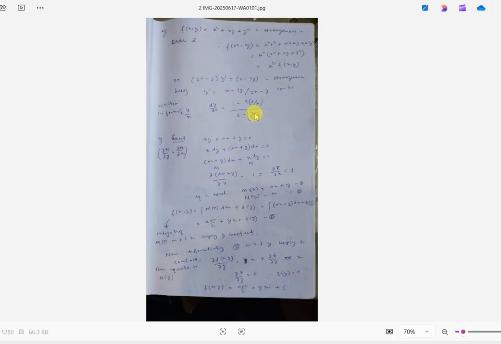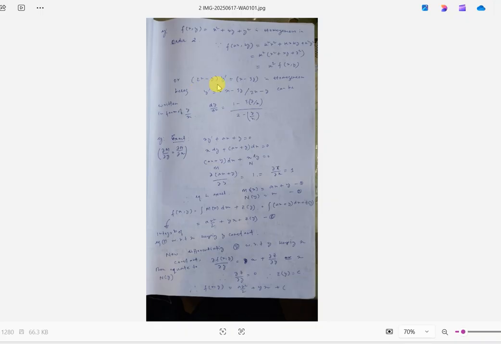So for example, for a homogeneous equation, this function f of (x, y) is x square plus xy plus y square. This is homogeneous of order 2 because the highest order is 2. So if I substitute x as kx and y as ky, then we can write it in the form k square f of (x, y). So we can see the order is 2.